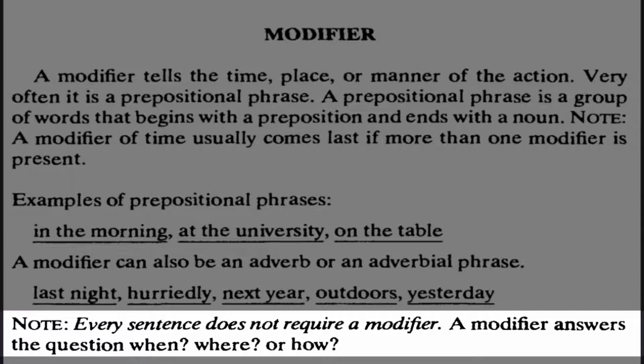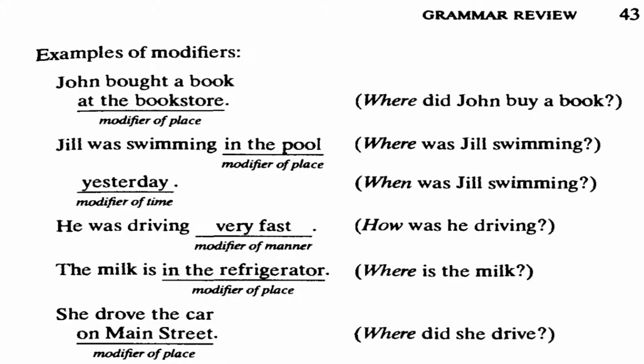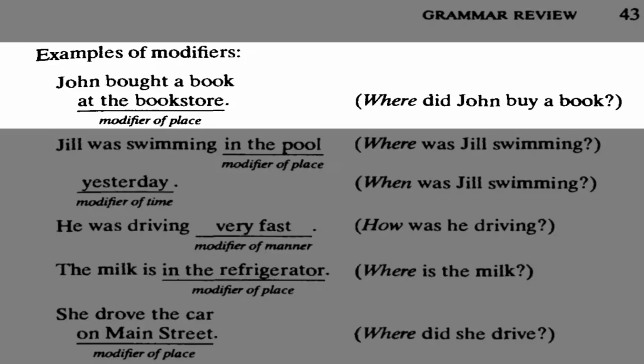Let's see the example. That is, John bought a book at the bookstore. If you ask the question, where did John buy a book? The answer is at the bookstore. So that is a modifier of place.